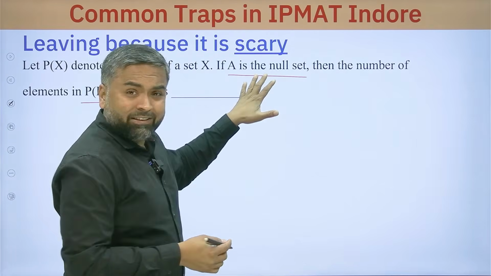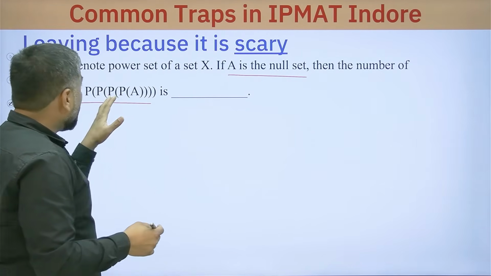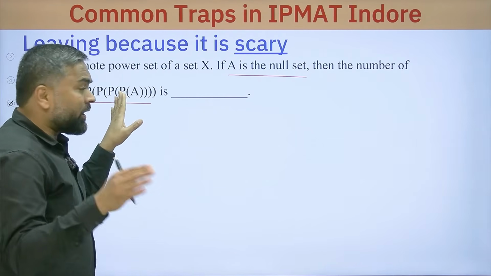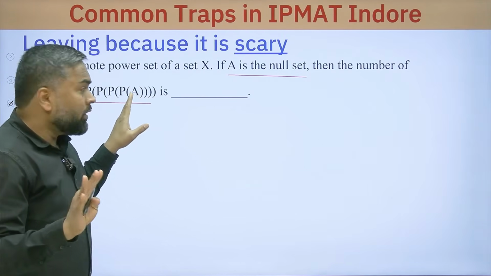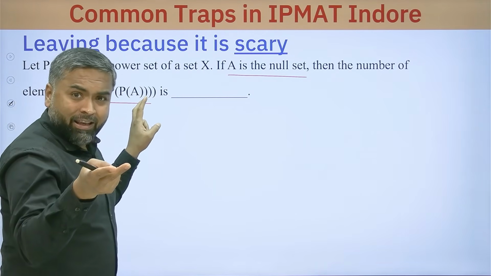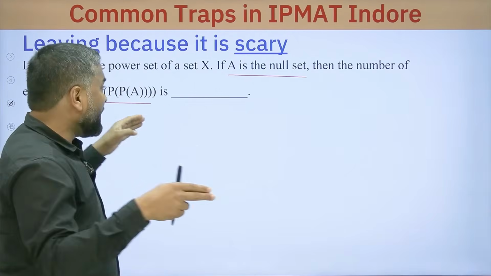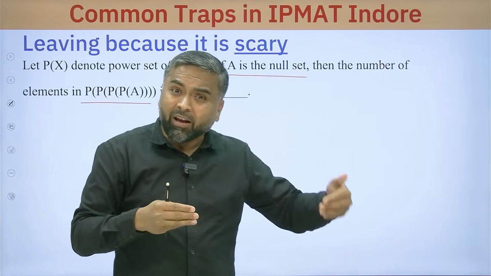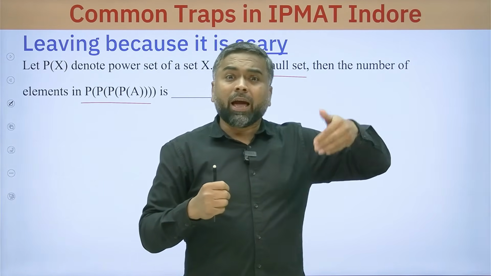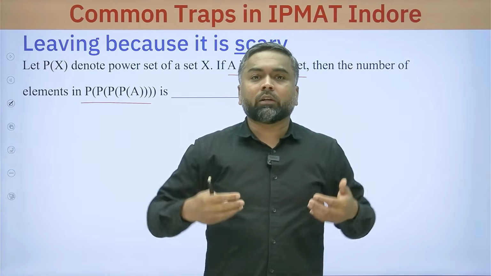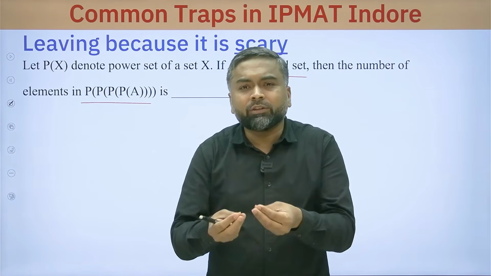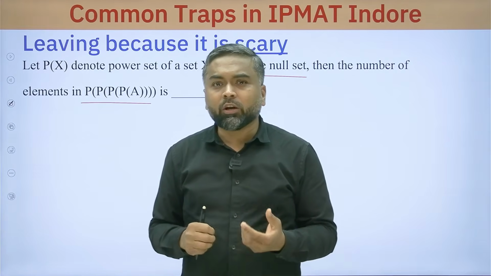If you know that it's a null set, then the power set of A will have one element in it. Correct? Then the power set of that set will have two elements in it, and so forth. You simply apply the formula to calculate the power set and you are done. It is an oral question. You will be able to solve this question orally.